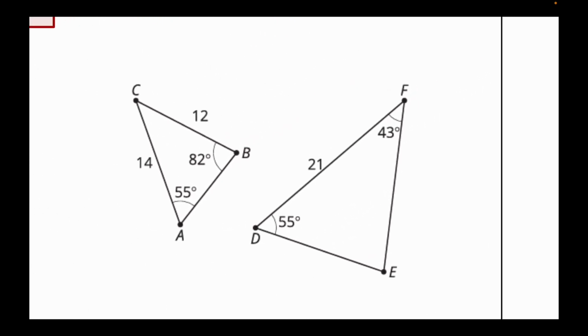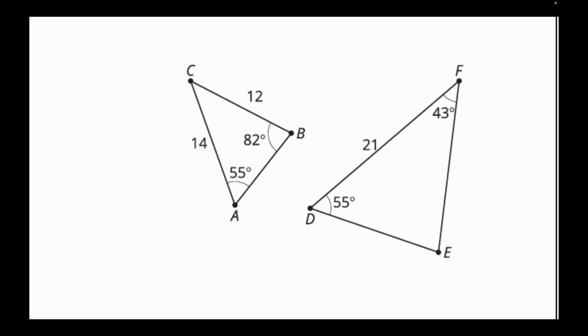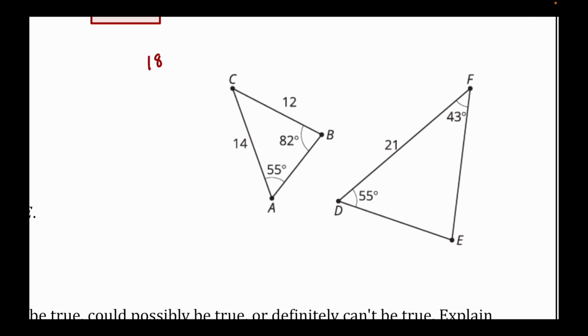So if we zoom in here, we have one angle that is the same, that's the 55 degrees. And then we have an 82 and a 43. So let's take 180, and if we subtract 55 from that, 180 minus, oh, this is a little too thick of a marker here. Get my thinner pen. 180. And if we subtract the 55, that's going to give us 125.